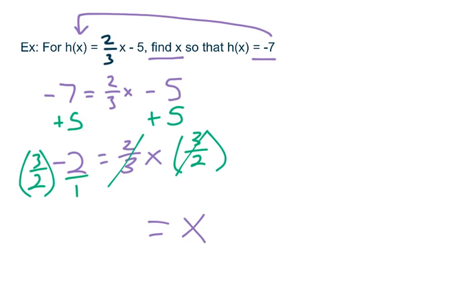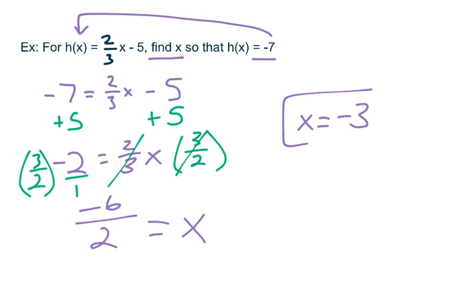The right-hand side, multiply straight across. 3 times negative 2 is negative 6. 2 times 1 is 2. So then negative 6 divided by 2 is a negative 3. So that would be your answer there for number 2.